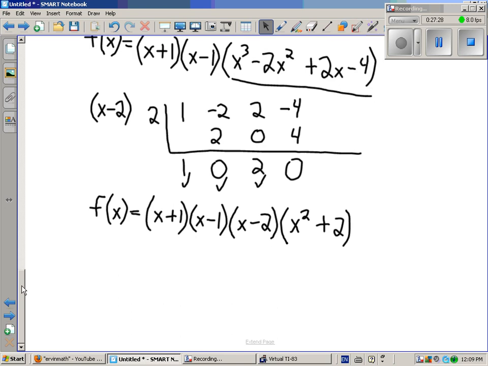So this is how we can use synthetic division to actually help us factor things. It's a big help, but synthetic division fortunately saves us some time over using long division.